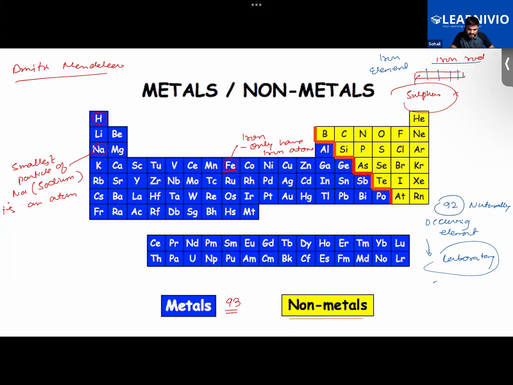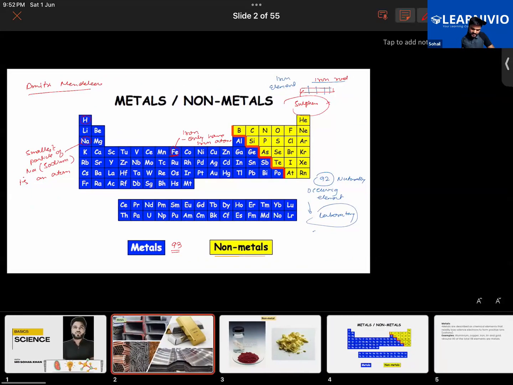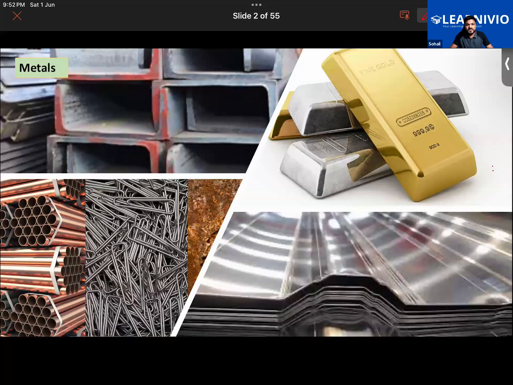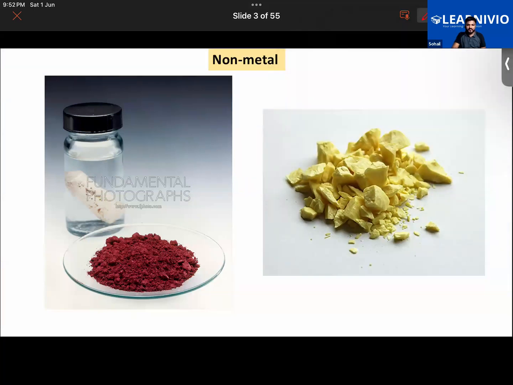Further, let us understand the properties of metals and non-metals. In the first image, these are some general examples of metals that you can see on a daily basis. You have iron, copper pipes, iron pins, iron sheets, iron tracks, gold, and silver. All of these are common examples of metals. In the second image, you have phosphorus, for example, and the second image is that of sulfur.